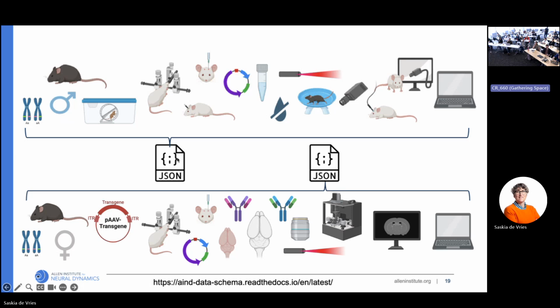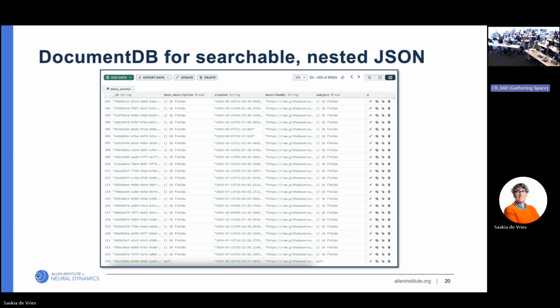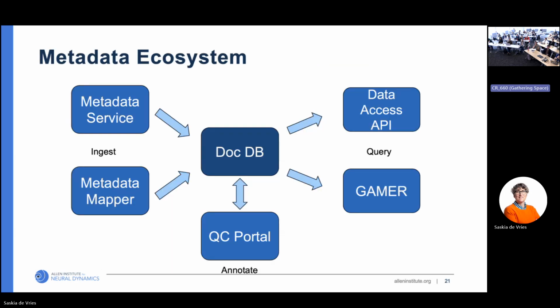So each experiment, each data asset has this type of metadata. Each asset has a JSON file that consolidates all of this information. These JSON files go into a document database, which means we have all of the metadata about all of our data in one place, and then we can query this metadata when we're looking for particular assets, or when we need information about specific assets.